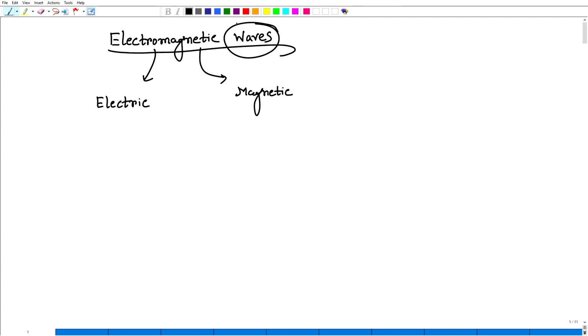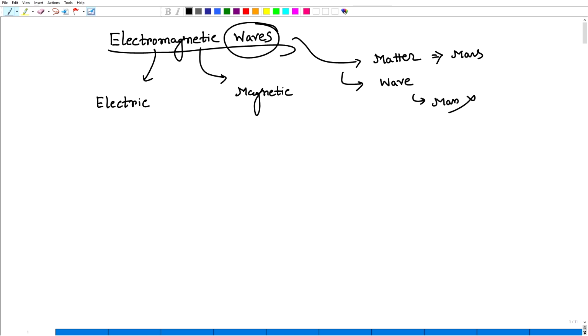Now we know that all of our universe can be divided into two parts. One is matter, another one is radiation or wave. Matter is characterized by its mass, but in the case of wave, there is no such concept of mass. There is no mass in the case of wave.